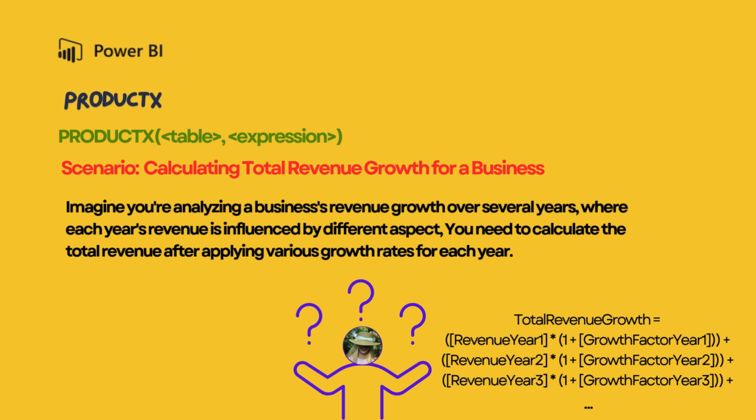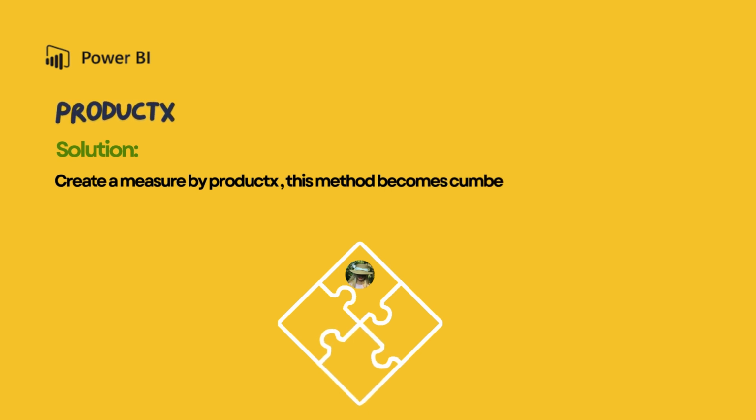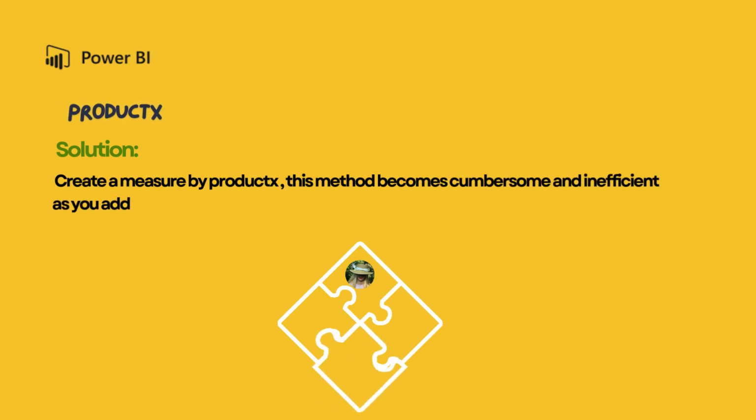There is a formula and we would write it down here. It's very complex. We have an easier way. We can see the next slide. Without PRODUCTX, we have to calculate growth year by year and manually adjust each factor. That makes it complex, as we saw before.